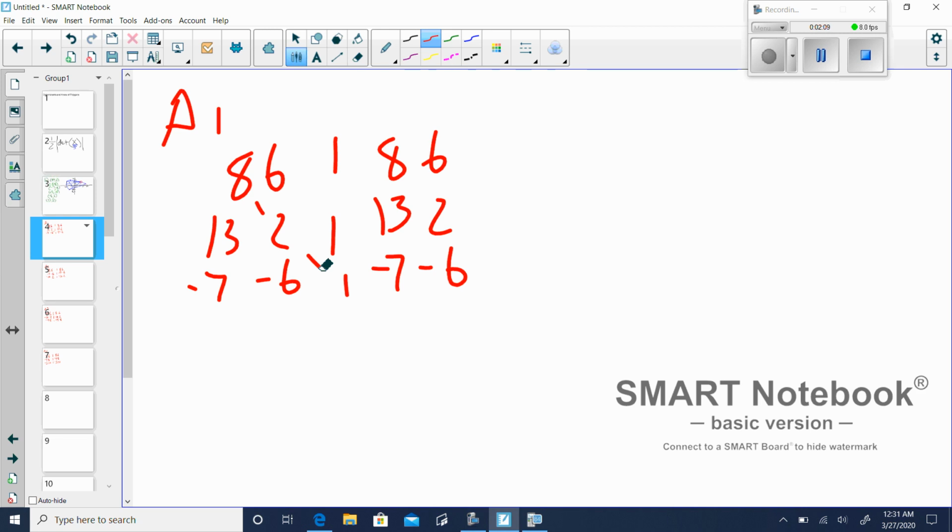I'm sorry, diagonal multiplication. Geez, horizontal. Where's my head at right now? It's so late. Hope you guys are getting some sleep. Okay, let's get the mind refocused right there.